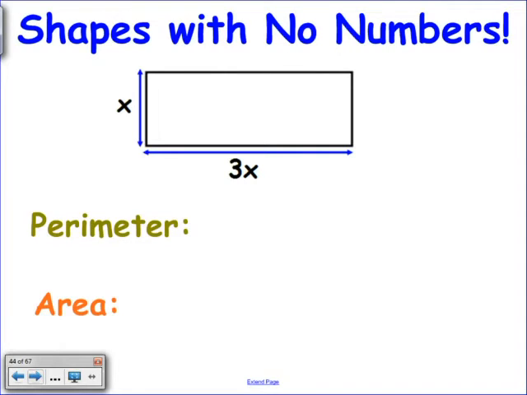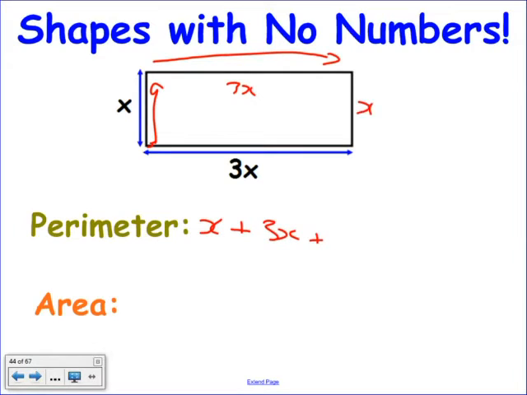Shapes with no numbers. If you get asked to work out the perimeter of a shape that has x's instead of numbers, do exactly what you'd do if you were walking around a perimeter and add the letters. X plus x plus x, that's going to be 3x, plus another x that side, plus 3x's. So as I walk around, I've got 1, 4, 5, 8 lots of x. And that's how you deal with letters when they appear in perimeters.